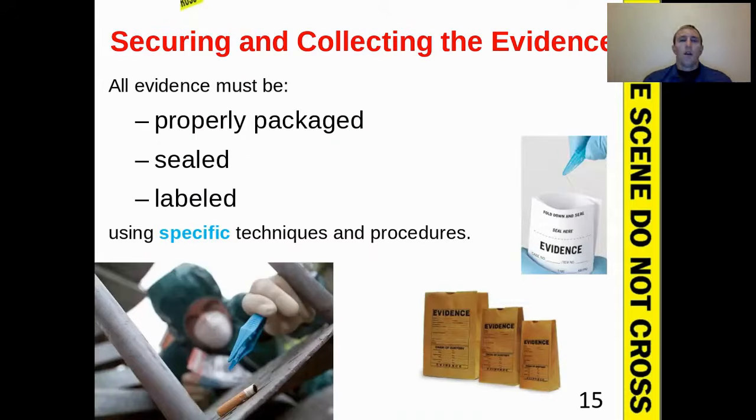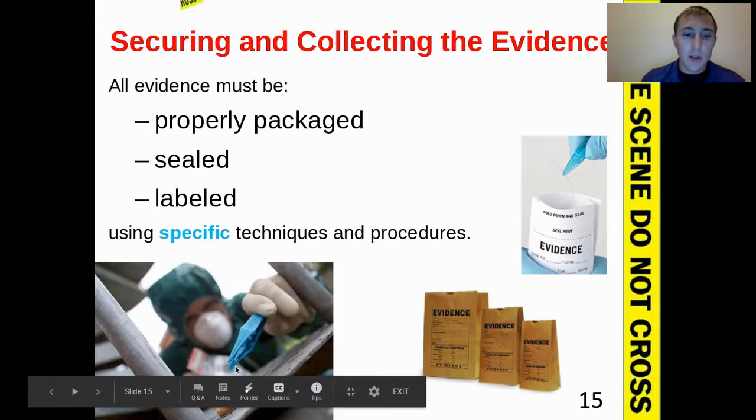Okay. And then we're going to take us to securing and collecting the evidence. So securing the evidence basically is how we are making sure that it does not get contaminated. So for this, we need to make sure that we're storing it in the proper type of container, which we'll talk about here in a second. It needs to be sealed properly. It needs to be labeled properly. And it needs to make sure that whoever is collecting it is wearing proper protective equipment.